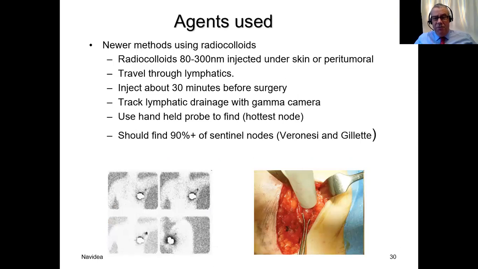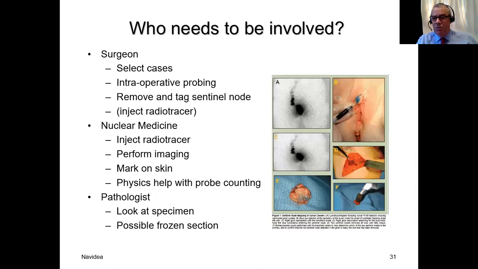Again, it took about 30 to 40 minutes, for example, in the breast to get to the central node. And you could track that drainage with a gamma camera and then with a handheld probe in the operating theatre, where the hottest or most radioactive node would be removed. And this increased the accuracy to well over 90%, in fact, well over 95% by Veronese in Italy and Gillette in Australia. Veronese working in breast, Gillette in melanoma.